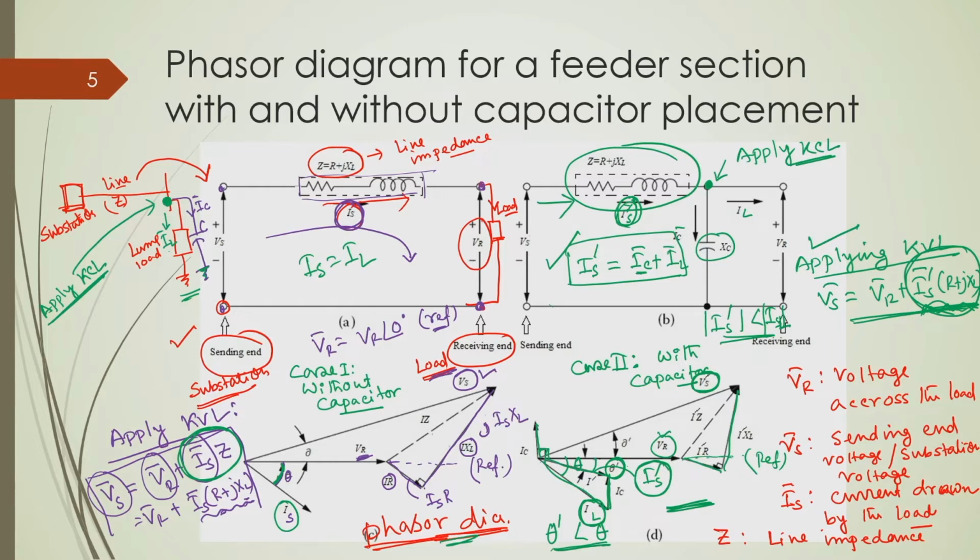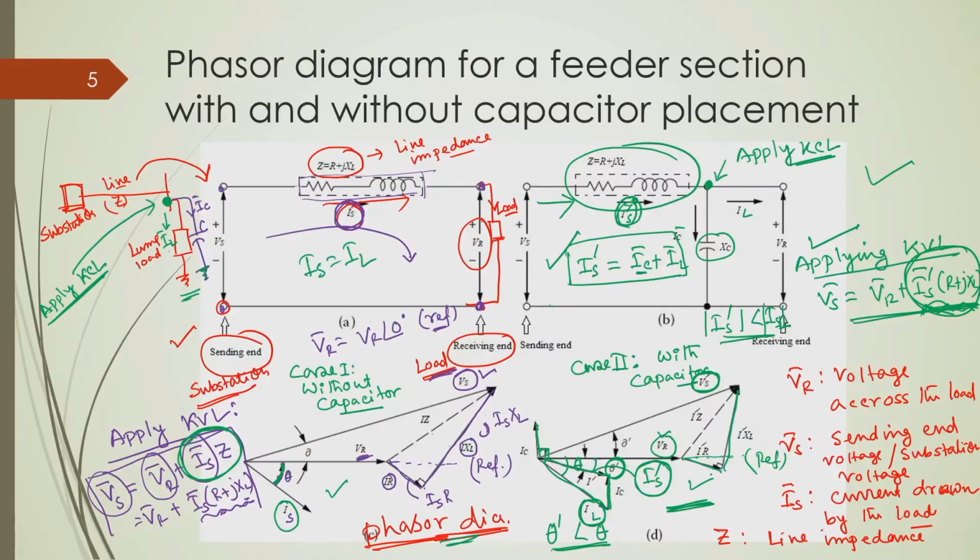So, I Z drop will also be reduced. If I Z drop is reduced, then voltage drop is reduced, and of course that is beneficial for this customer, because the customer is getting a better voltage in terms of the substation voltage. Okay. So, this is one way to establish these three advantages of capacitor placement. One is improvement of power factor, another is line current is reduced, another is voltage drop is reduced.